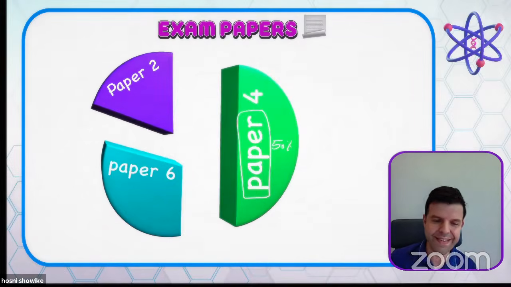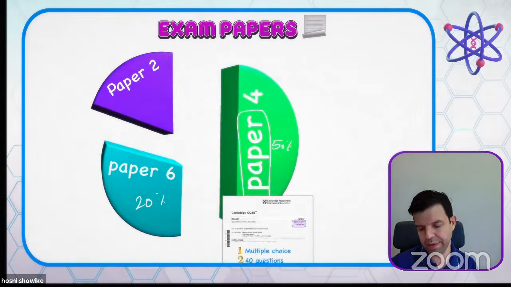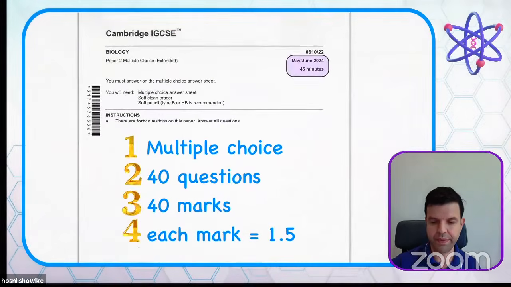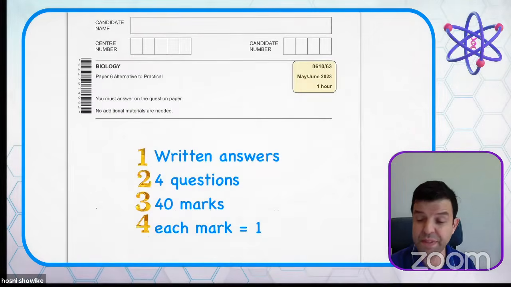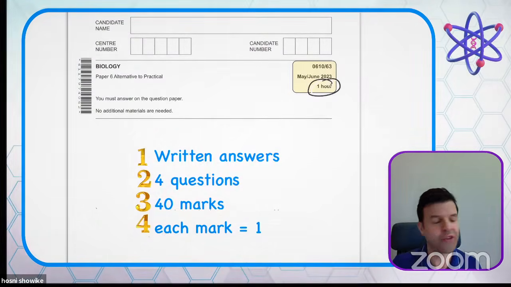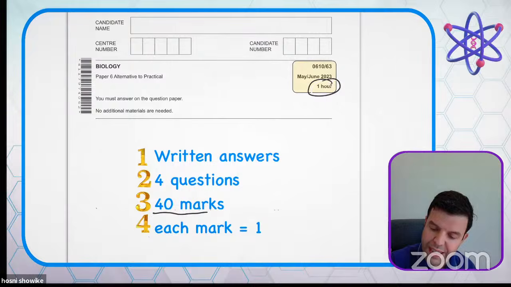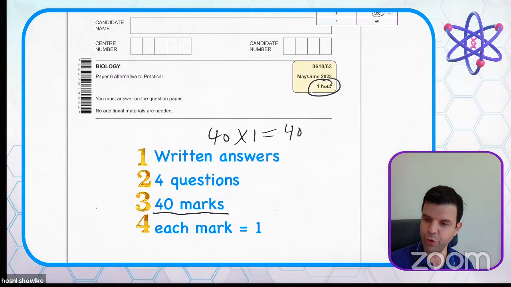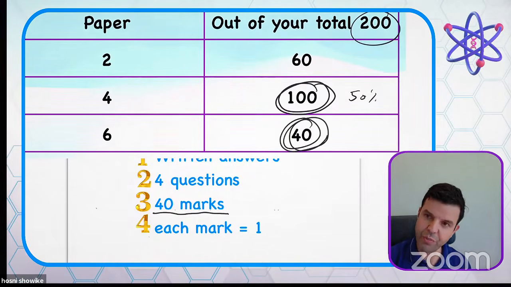Paper 6 has the least percentage. It's worth 20%. Sorry, I should say paper 6, which is this one here. Paper 6 takes 1 hour, and still written questions, still written answers, I should say, just 4 ones. Total is 40 marks, and each mark is just worth 1 mark, meaning if you take those 200 I was telling you about, it would still be 40.